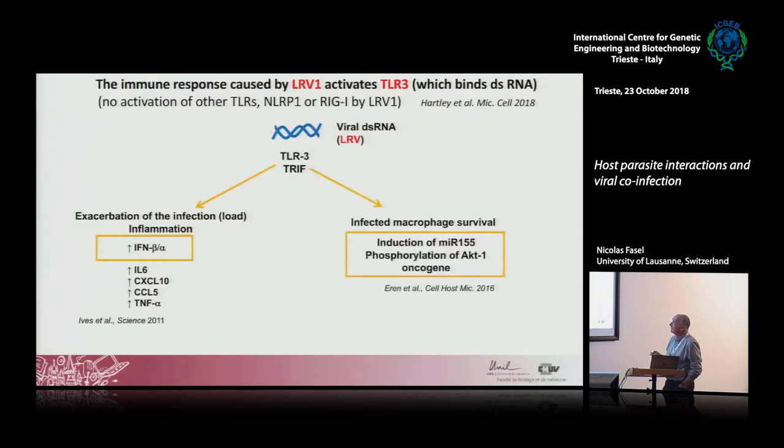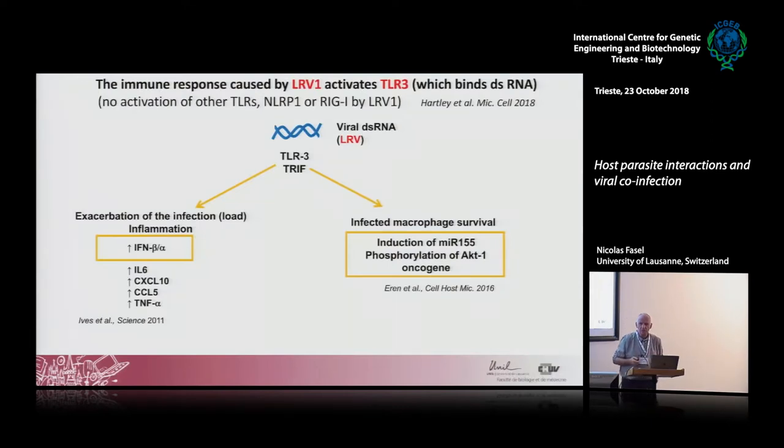On the other hand, when you activate toll-like receptor 3, you increase the survival of macrophages. And we show that we have an induction of miR-115, which is a marker of inflammation, in fact, but also with that we have phosphorylation of AKT1, and AKT1 is like an oncogene.